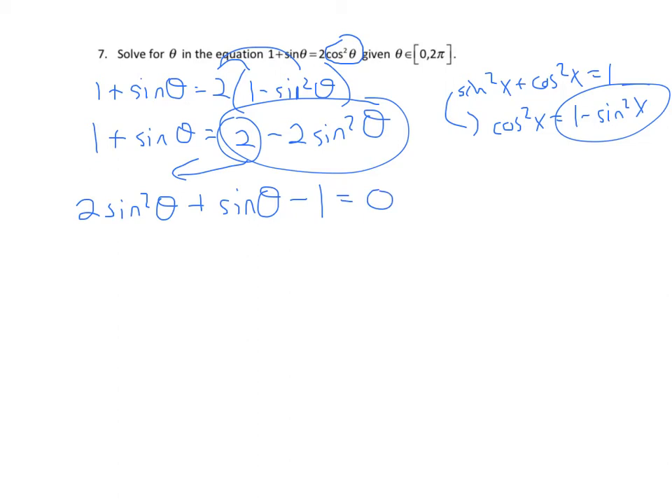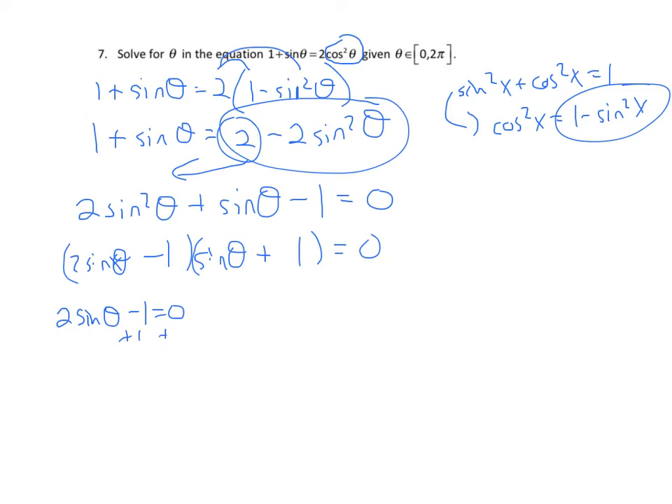Now I can solve this by factoring. So I need 2 sine theta times sine theta, and a 1 and a 1. And if I put a plus here and a minus here, that should work. And now I solve each equation. So my first is 2 sine theta minus 1 equals 0. Add 1 to both sides. 2 sine theta equals 1. Divide by 2. We get sine theta equals 1/2.